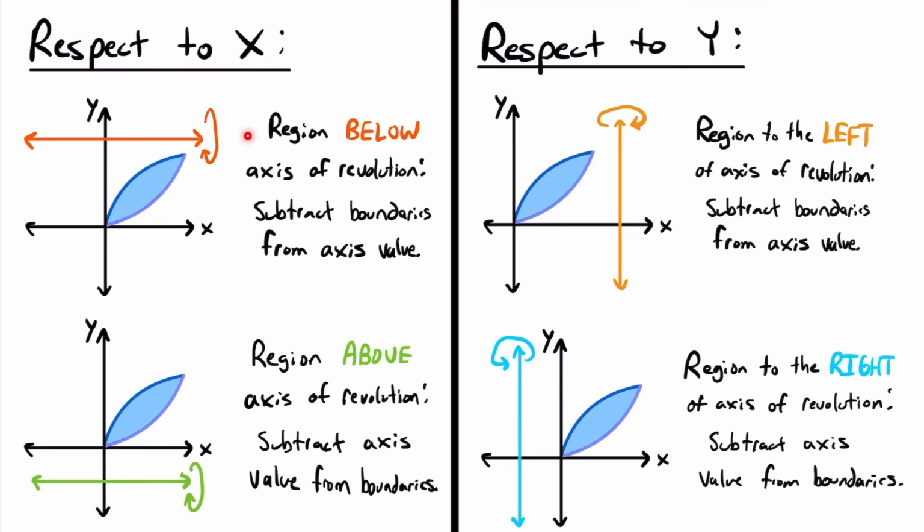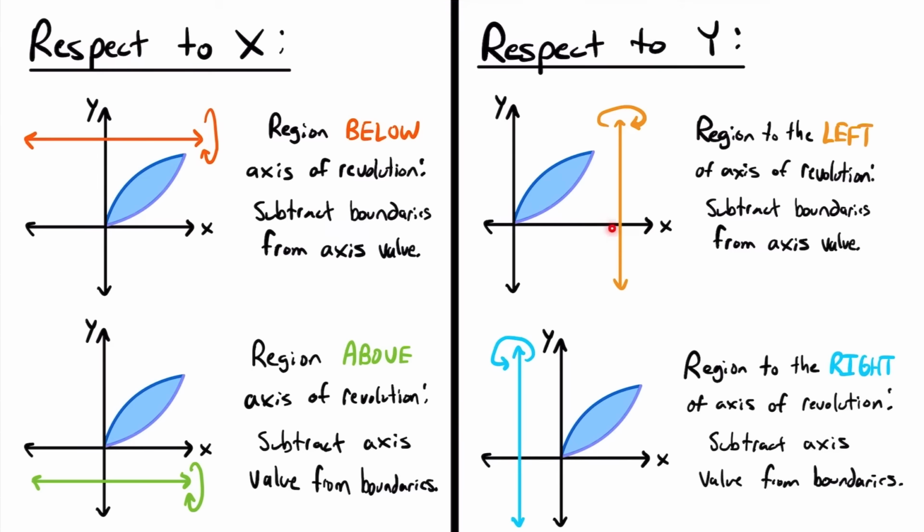Okay, so those are the two rules you need to know with respect to x, but if you're working with respect to y, then we have two different rules. If you're revolving around a line that is vertical or parallel to the y-axis, then of course we are working with respect to y. But if the region that you're revolving around that axis is to the left of the axis of revolution, then you're going to subtract the boundaries of your region from the value of that axis.